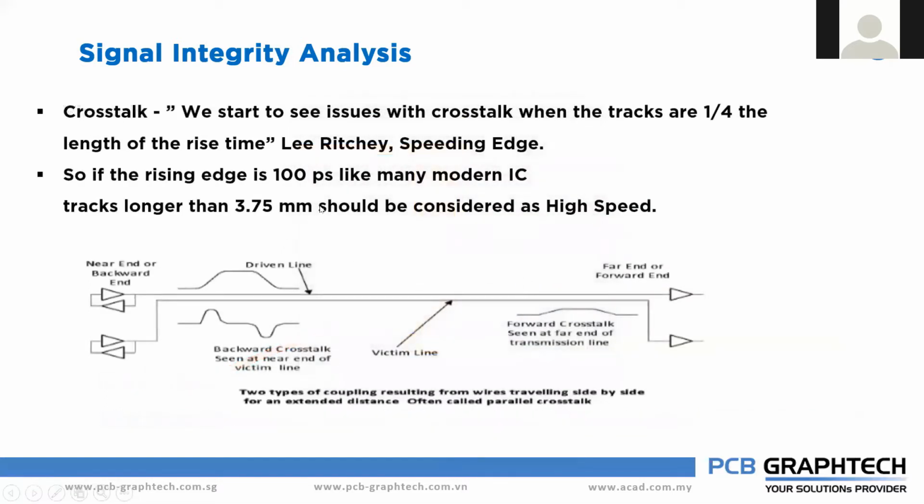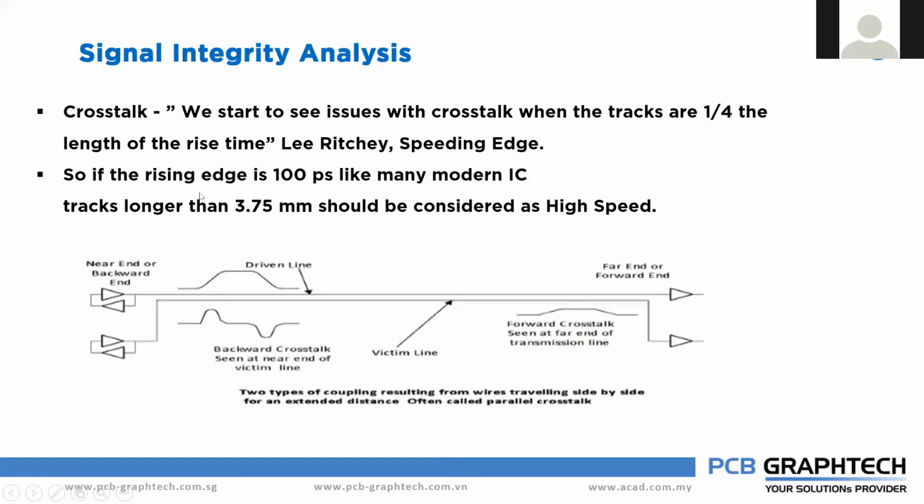Okay, so next is the crosstalk in your signal integrity analysis. So what is the crosstalk? Again, according to Lee Ritchie, we can say when the tracks are 1/4 of the length of the rise time, meaning that your length is reaching more than 1/4 of it, automatically it's called a high speed design and the signal is having crosstalk issues.